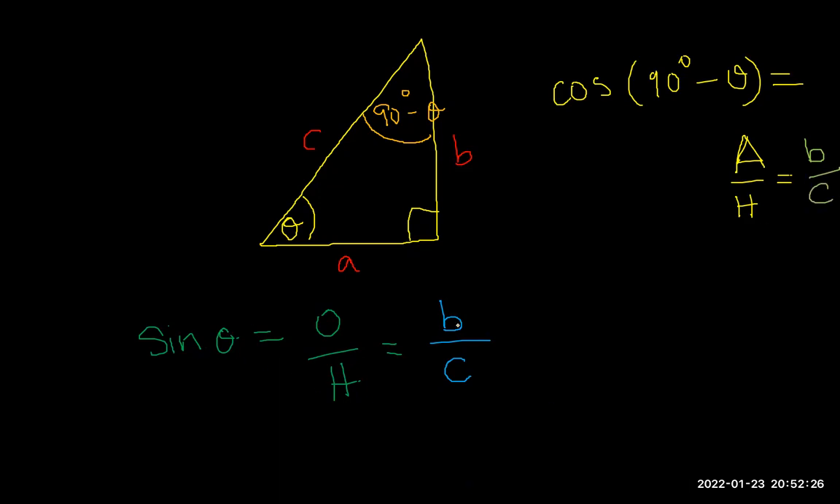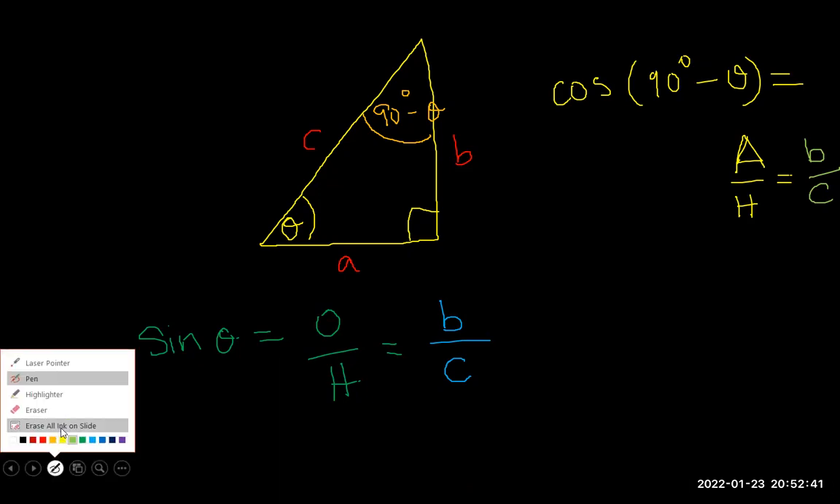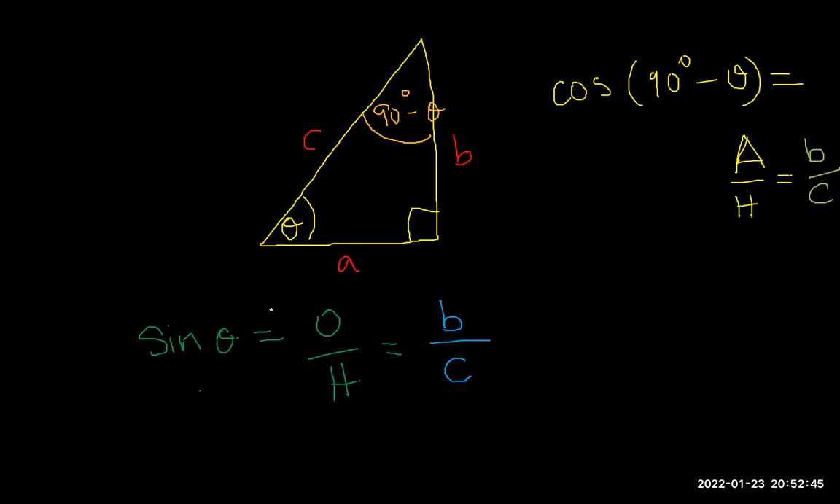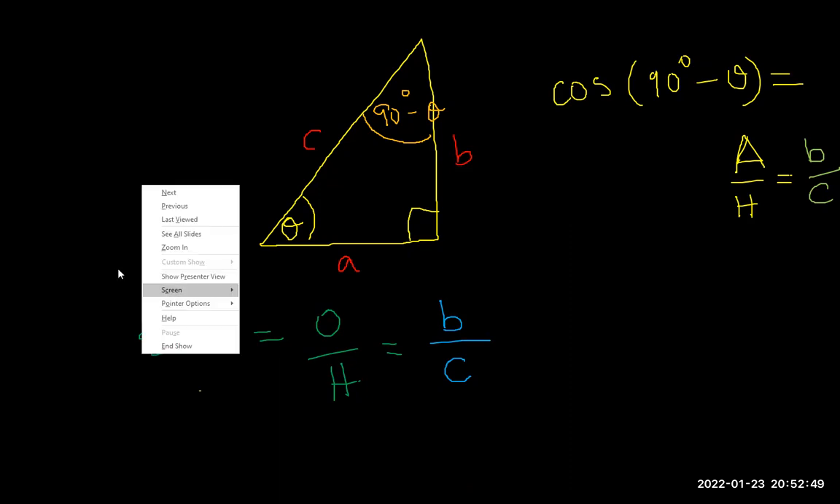Notice sine theta is B on C, and cosine of 90 minus theta is also B on C. And that just proves to us that sine theta is in fact equal to cosine of 90 minus theta. So that was just another way of me showing you that it is true. And that's how cosine and sine are related, right? So can I clear this?